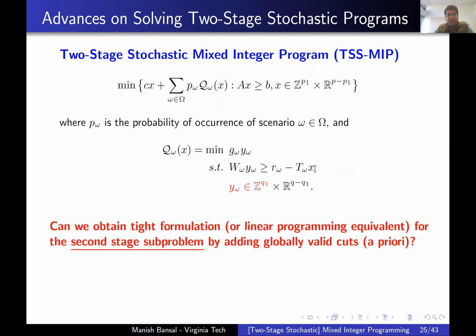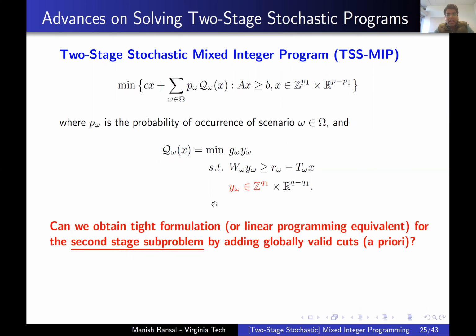Now, one of the challenges in solving these two-stage stochastic mixed integer programs, which I will denote by TSS MIP, is to optimize this NP-hard second stage problem for a given first stage decision and a particular realization or scenario of the uncertain parameters. So essentially, not just do you have to solve this for each scenario, you also have to solve it for each x, if you are working in an algorithmic fashion.